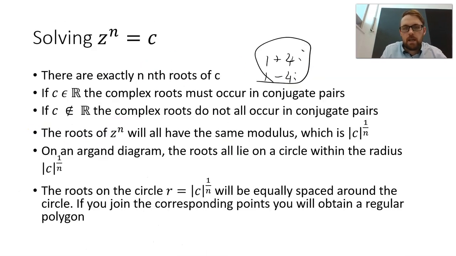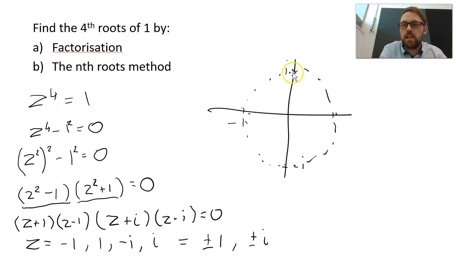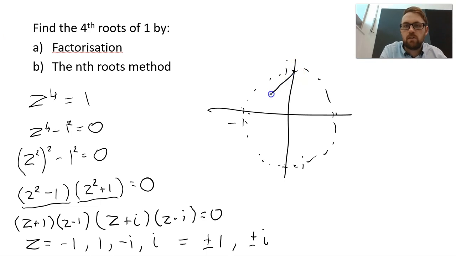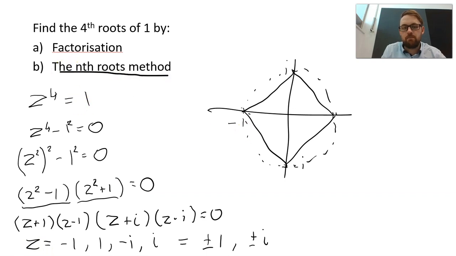All right, and our last rule, the roots on the circle will be equally spaced, which they are. If you join corresponding points, you will obtain a regular polygon. So if we joined ours here, we would obtain a polygon with 4 sides, also known as a square. Okay, so hopefully that is just a little bit clearer. We're going to have a look at the nth roots method now.